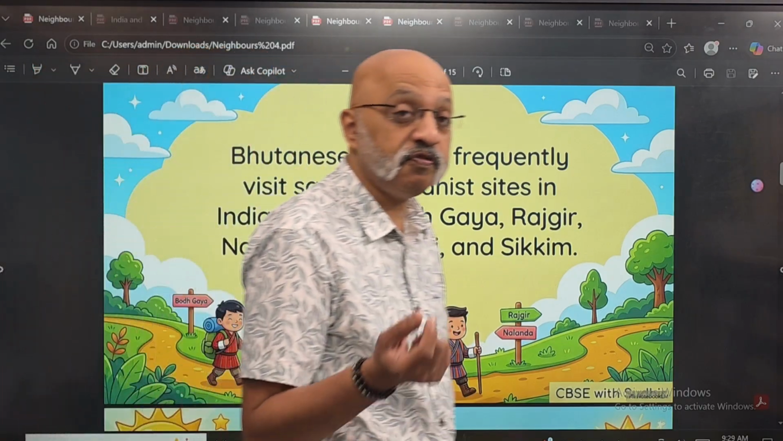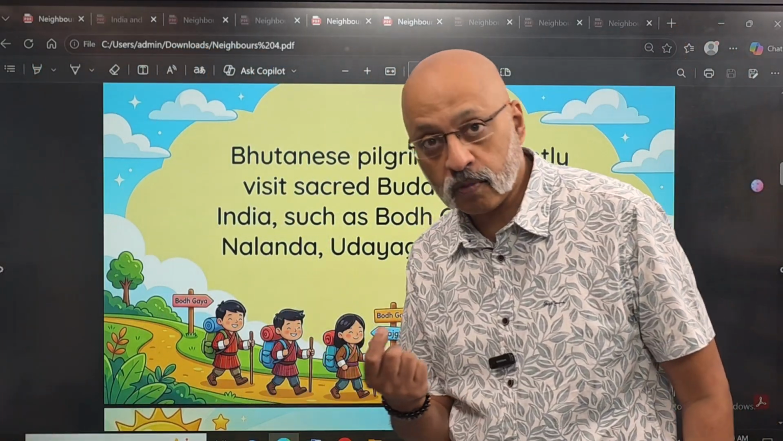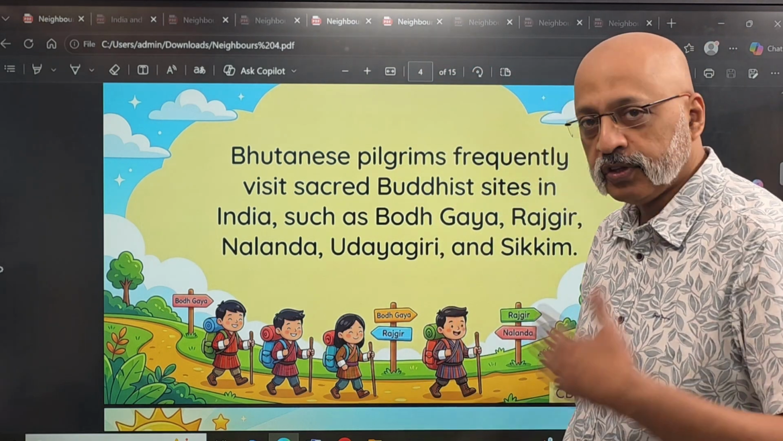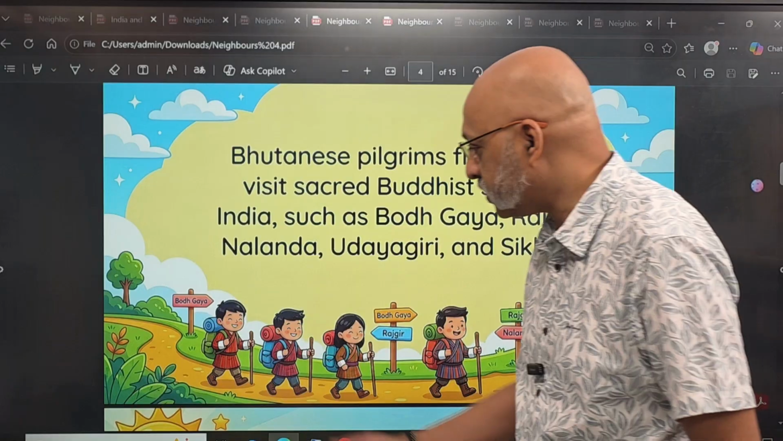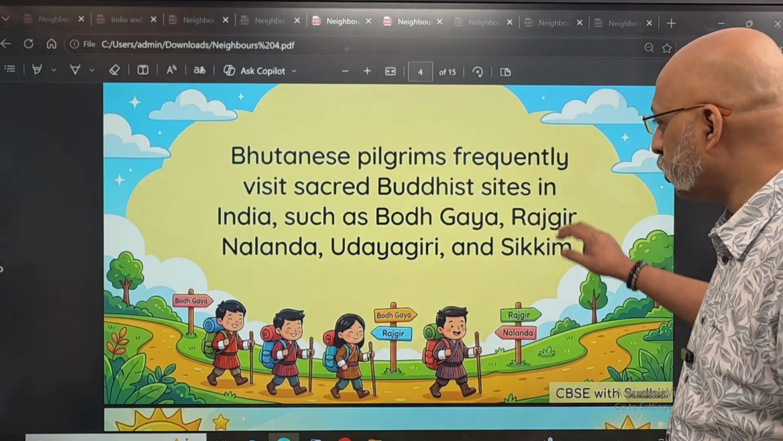Bhutanese dress is very, very interesting. I remember my wife had bought one for my daughter, a very bright red color with a lot of floral design. It's a very smart kind of attire, the Bhutanese dress.